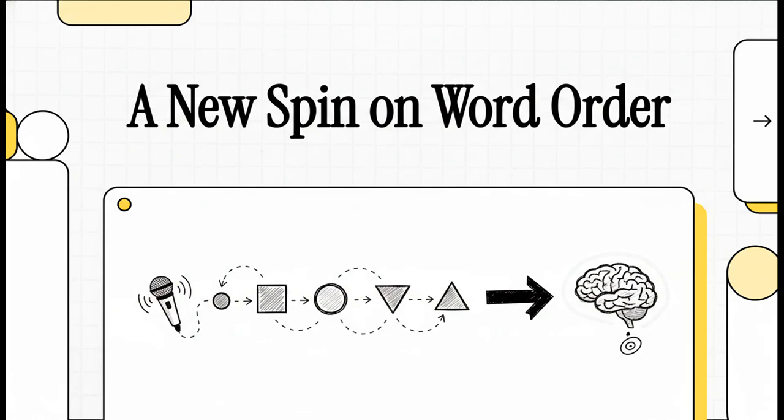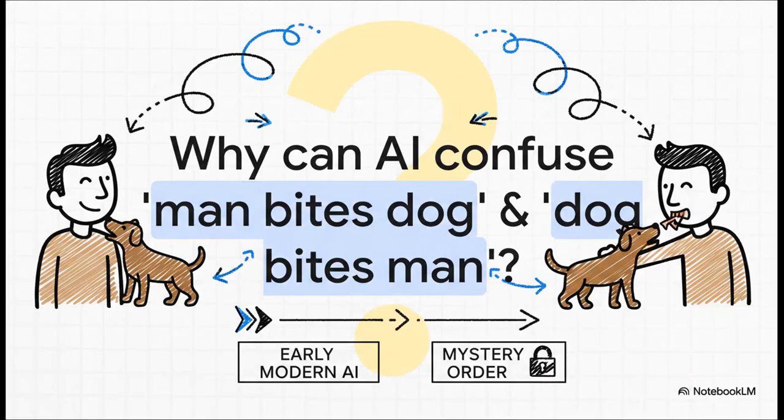All right, let's get into it. We hear all the time about how amazing AI is with language, but have you ever stopped to think about how these models learn something as basic as the order of words? It's a way trickier problem than you might think, and it has a seriously elegant solution that we're going to unpack. So it all starts with this weird paradox, right?